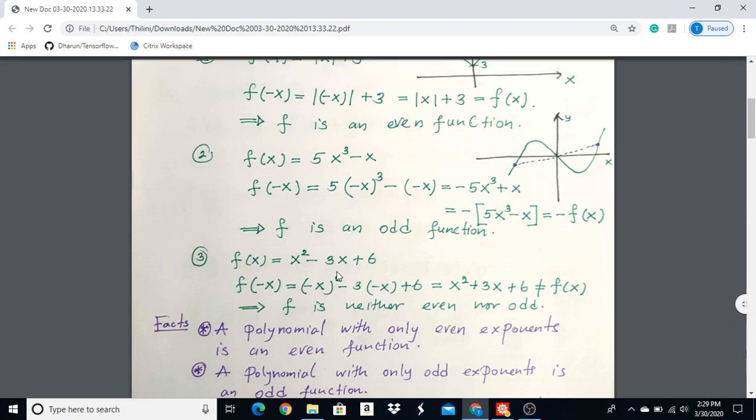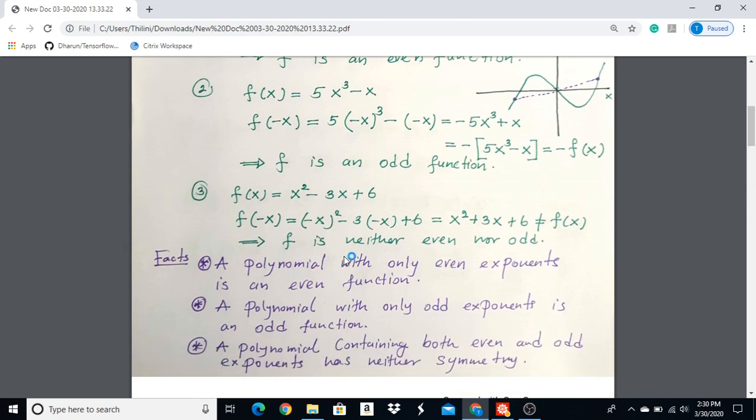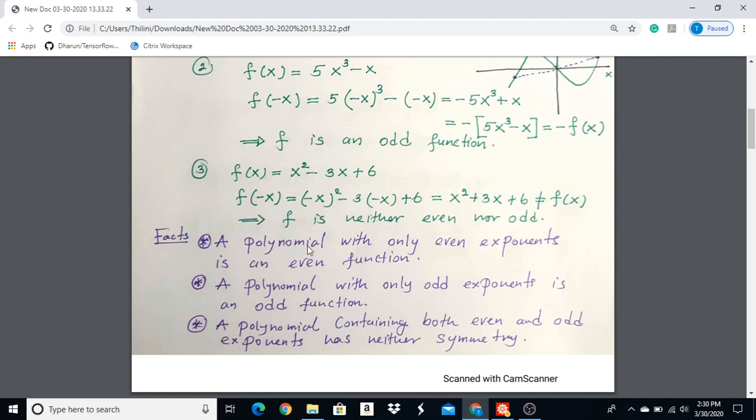But whenever we deal with polynomials, there is an easy way to identify whether the given function is an even or odd function. Let's say we have a polynomial with only even exponents, so only even powers, then we can say that that polynomial is an even function. And if we have a polynomial with only odd powers, odd exponents, then that polynomial is an odd function.